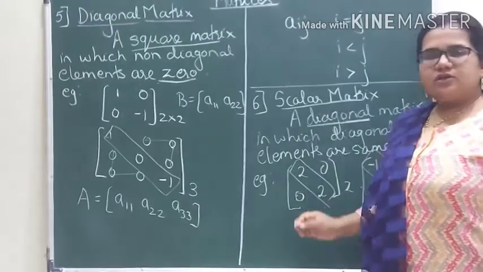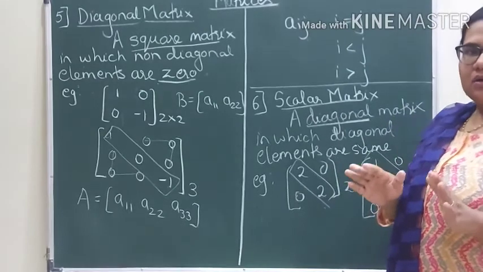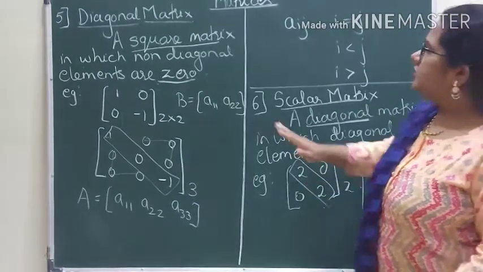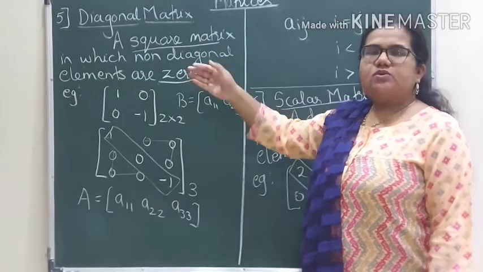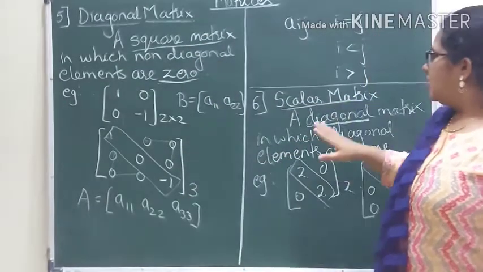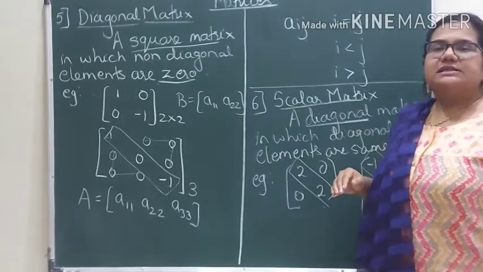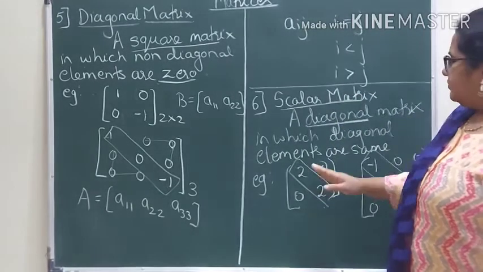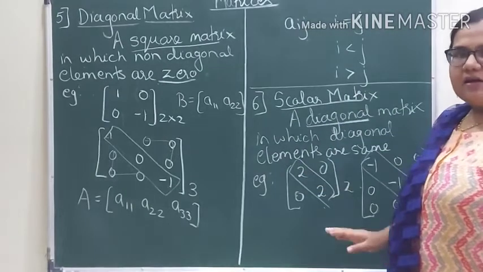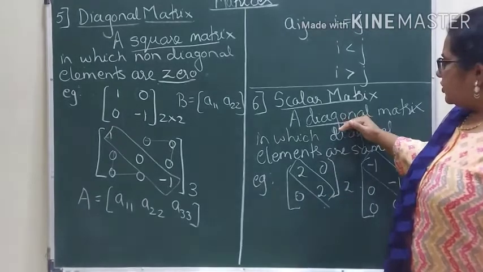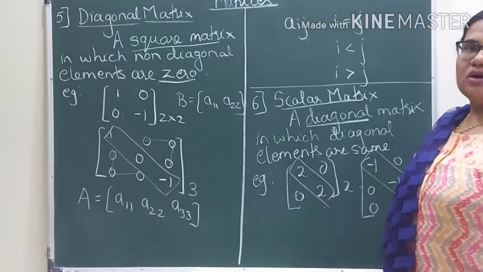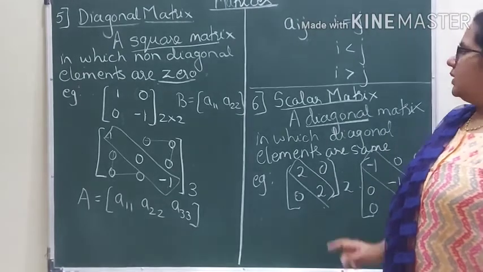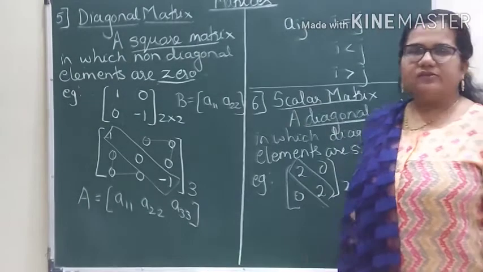So have you all understood square matrix? Order: number of rows equal to number of columns. Diagonal matrix means what? It is a square matrix where non-diagonal elements are 0. And a scalar matrix is a matrix in which diagonal elements are equal, and again it is also a diagonal matrix, therefore non-diagonal elements are also 0. Clear what a scalar matrix and a diagonal matrix are?